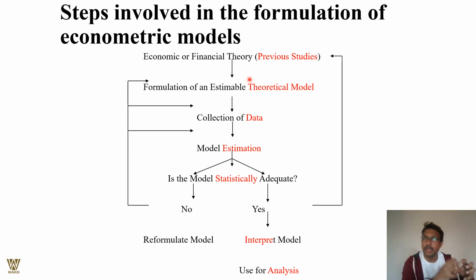Remember, I'm saying the stock gives a dividend every year. Is the stock price moving upwards or downwards? That is the one relation you have to look at, because every time the stock gives a dividend, the price needs to shrink a little by the amount of dividend that has been distributed. Then comes the collection of data, and then you need to understand the model estimation. Is the model statistically adequate for this movement of the stock price? If yes, go and interpret the model. If no, reformulate the model.